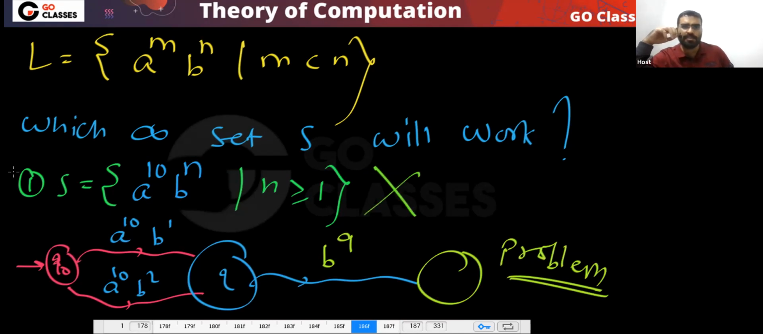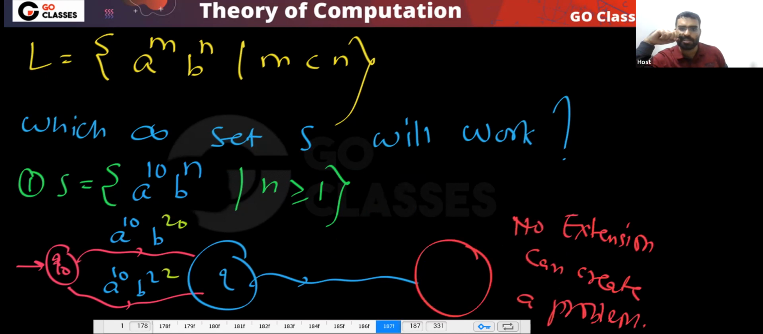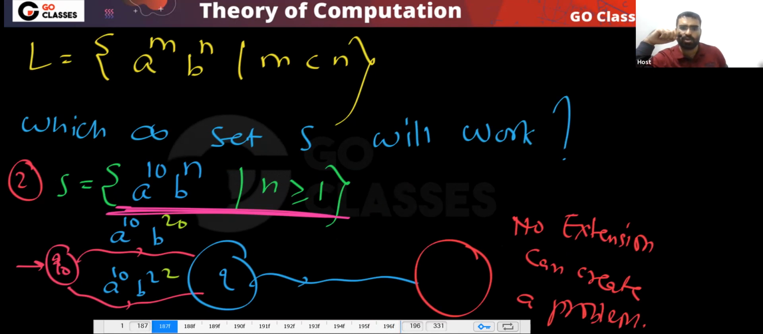And what is the reason? The reason is simple, that some strings can go to the same state. Can we say till B power 10? Yes, what you are saying is correct. But this infinite set I cannot consider, because we should take an infinite set where every two strings go to different states. So this infinite set will also not work.